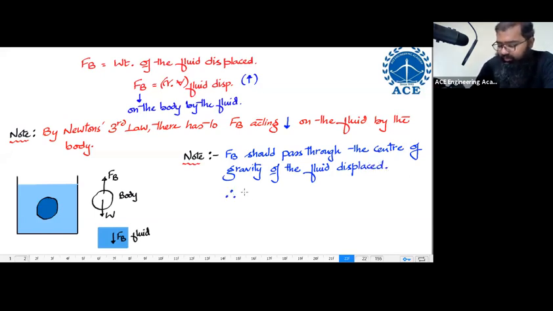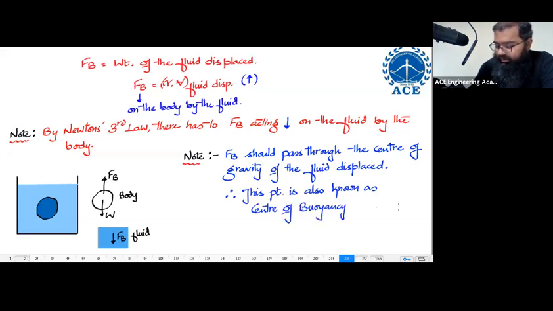Therefore, this point is also known as center of buoyancy. And how do we represent this center of buoyancy? We represent this by capital B. So basically over here you're going to have a certain point, capital B, center of buoyancy.